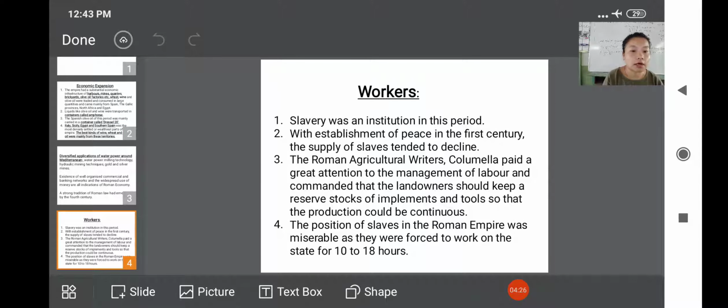Then next, workers. Slavery was an institution in this period.